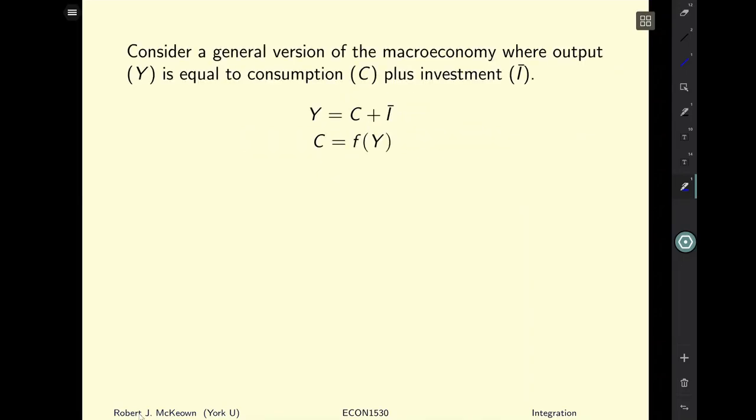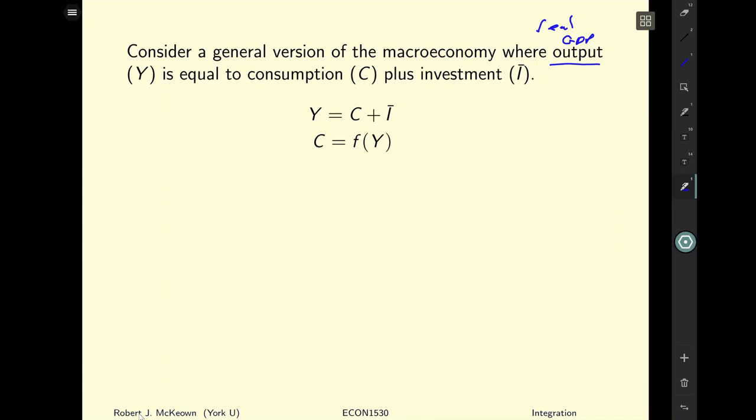Let's apply what you've learned about calculus to some economic problems. Here is a very, very simple macroeconomy. If you take an Econ 1010, this should look familiar to you. We've got output, which in Econ 1010 we call real GDP. You can think of that as real GDP if you wish. We have consumption and we have investment.